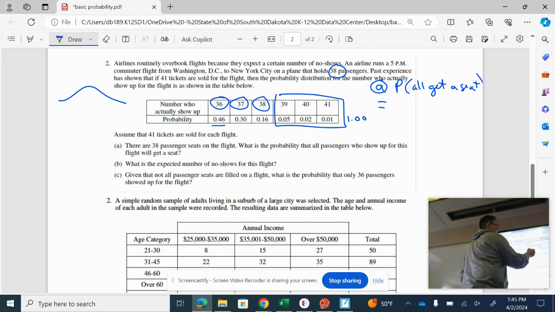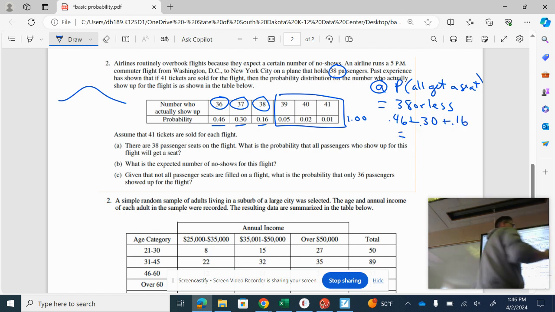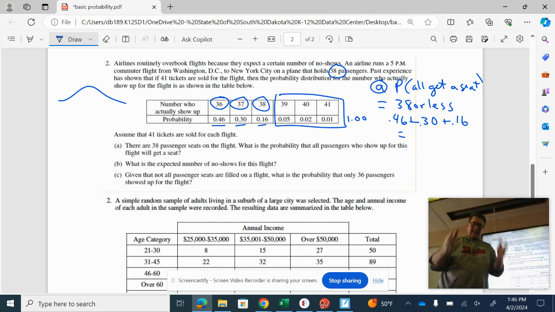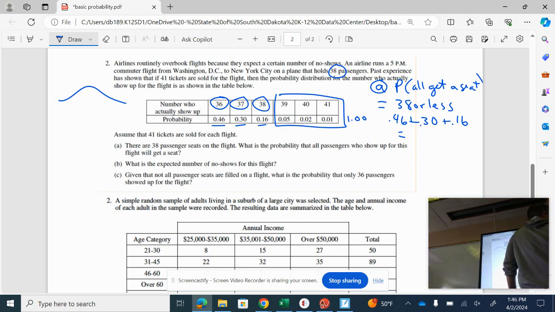So one way we can do it is we could say it's 38 or less, and we're simply going to add those together. We're going to add the 46, the 30, and the 16. And if you get something as basic as this on the AP exam, make sure you show this basic probability work. That will count as your work. That's 76, which should be 92%.